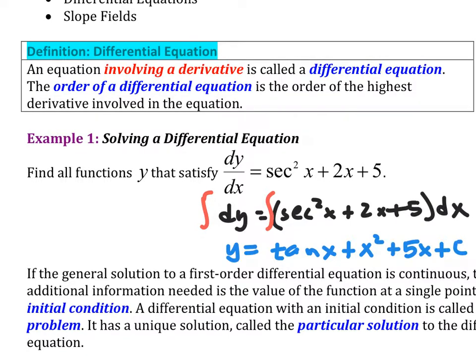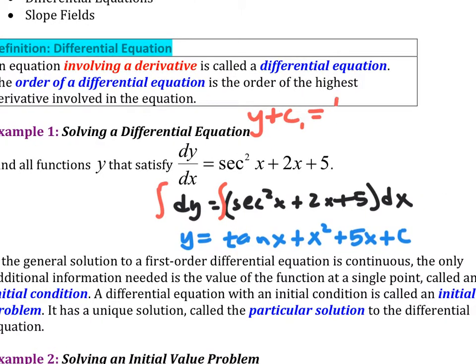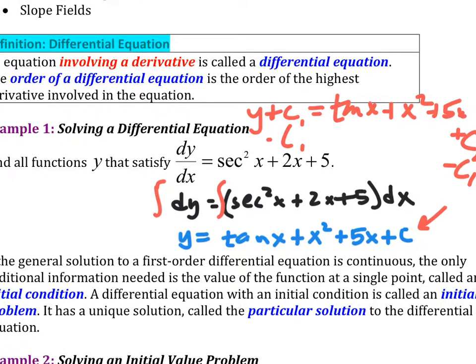So I could have written my equation as y plus c1 equals tangent x plus x squared plus 5x plus c2. And then I would have just subtracted c1 from both sides, and then I get this c. So I just keep that constant on that one side by itself and save myself a little bit of work. Alright, let's move on to another example.